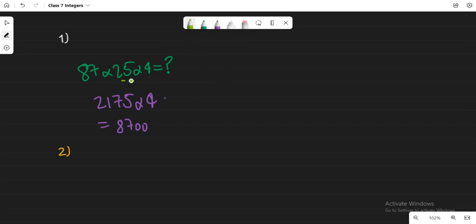Now let's do the easier method. In this, first we will multiply 25 and 4. 25 into 4 is equal to 100. So we do 87 into 100. And we know when we multiply any number by a multiple of 10, we add the number of zeros to the number. So we will write the answer as 8700. So this means that if we multiply two numbers and the answer is a multiple of 10, then multiplication can be made easier.